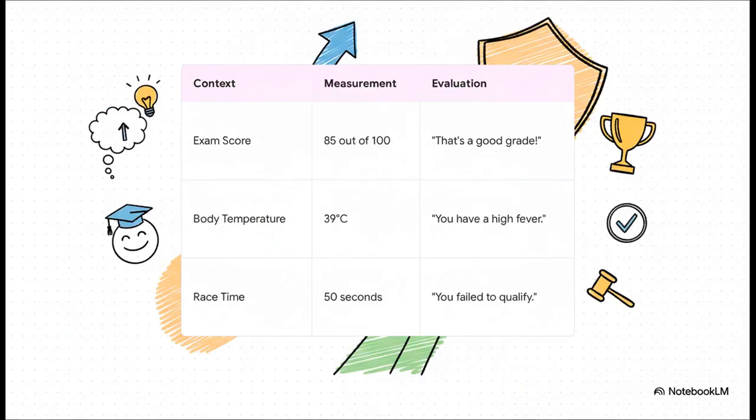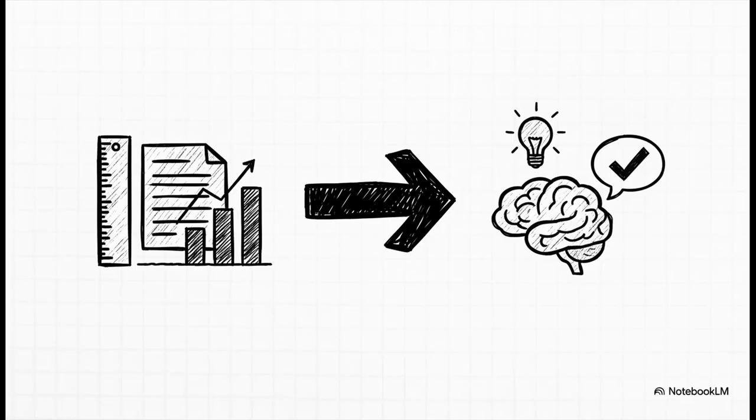Okay, but now watch what happens when we bring in evaluation. This is where we add meaning, a value judgment to that number. Suddenly, that 85 out of 100 becomes, hey, that's a good grade. That 39-degree temperature means, whoa, you have a high fever. And that 50-second race time means, sorry, you failed to qualify. Evaluation is what gives the number its significance. And this really highlights a critical two-step process for us as teachers. First, we measure, we get the score, the raw data, and then, and only then, do we evaluate. We step back and decide what that number actually means for that student's learning journey.